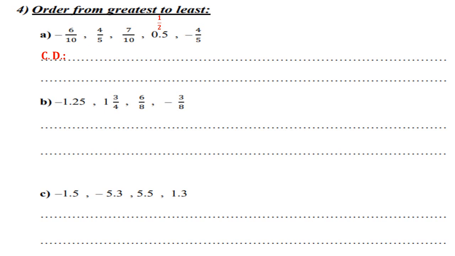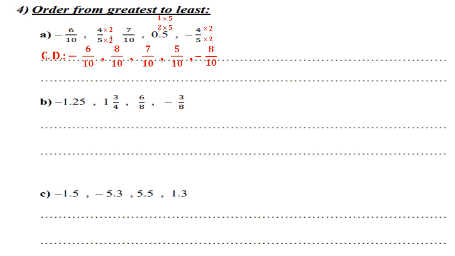So negative 6 over 10 will be as it is. 4 over 5, I will multiply by 2 up and down. It will be 8 over 10. 7 over 10 as it is. Half, I will multiply by 5 up and down. It will be 5 over 10. And negative 4 over 5, I will multiply by 2 up and down. So it will be negative 8 over 10.